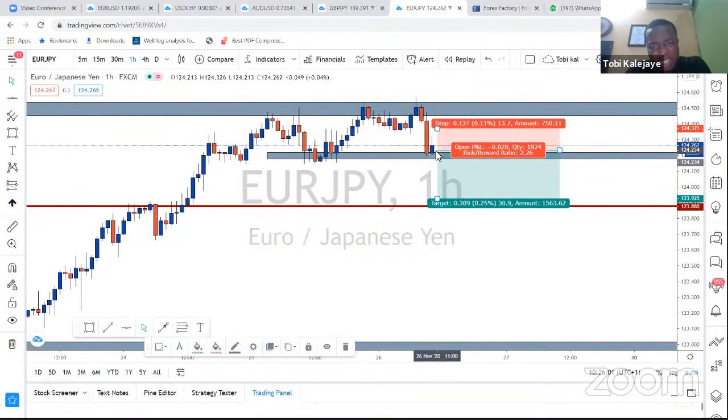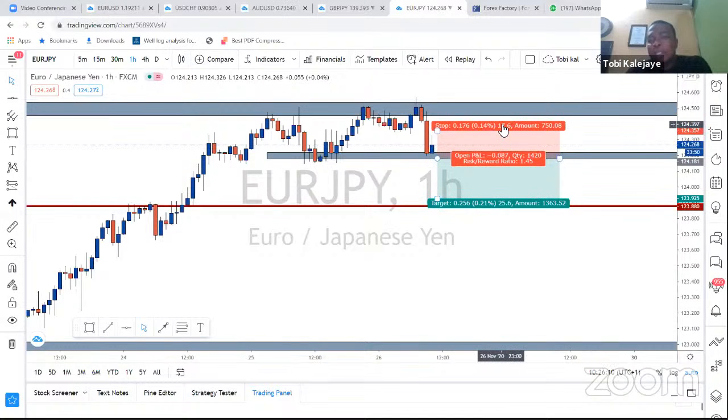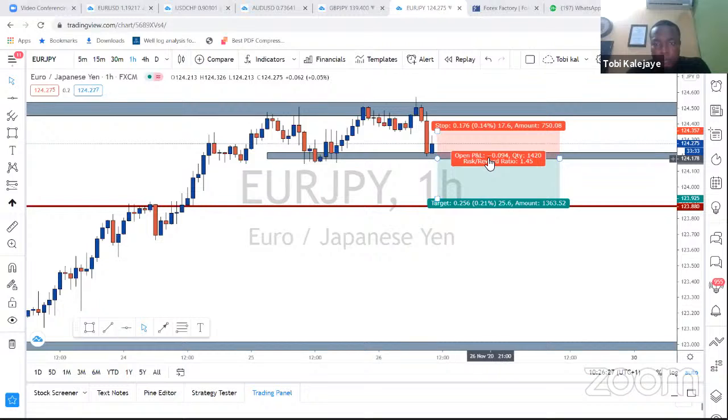So if you are making your entry here and then you are putting your stop, say here, what do you have in here? Your stop loss is about 17.6 pips. On the other hand, your take profit is about 25.6 pips, okay? In here, it's already calculated for you. It tells you your risk to reward ratio is what, 1.45. Can you see that? Your risk reward ratio is 1.45, right?